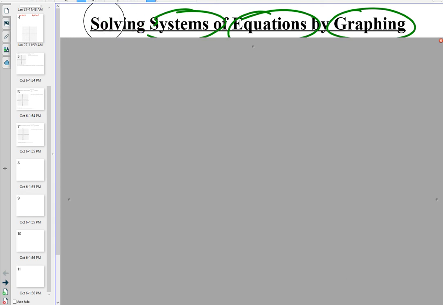So if you heard me say that a system is more than one, and that these equations are going to be linear functions, linear, line, and I get two lines and I graph them on the same plane, what do you think I would be looking for? Intersect, that's a better word.